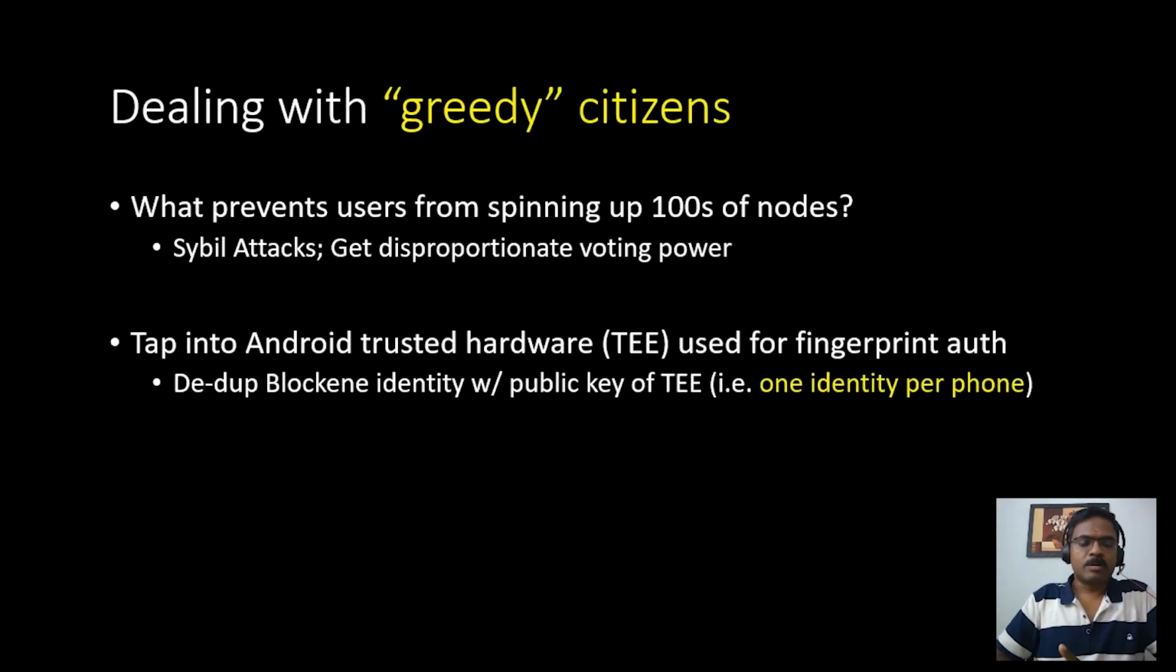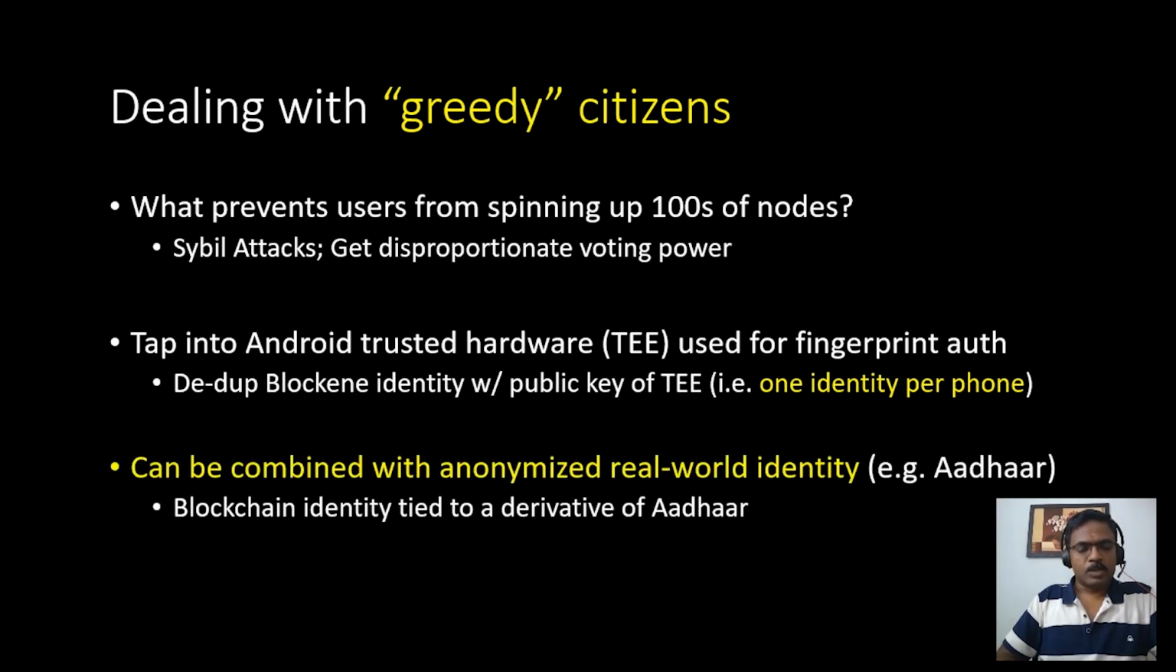One important issue that most blockchains need to deal with is this notion of a Sybil attack. For example, in Blockene, what prevents a user from spinning up hundreds or even thousands of Android VMs to get disproportionate voting power? The way Blockene addresses this is by tapping into the trusted hardware that's available in most Android phones, especially those with fingerprint auth. We ensure that a given TEE public key can have at most one active identity in Blockene. So when validating a transaction that adds a new member into Blockene, we check that there is no other public private key pair registered that's backed by the same TEE public key.